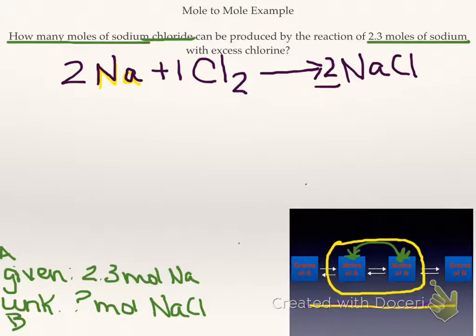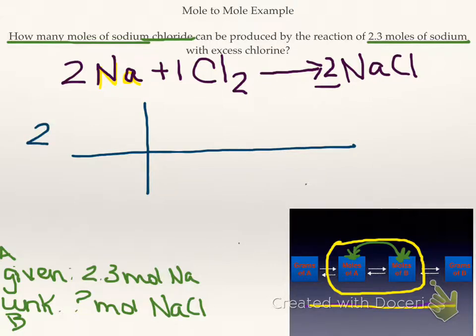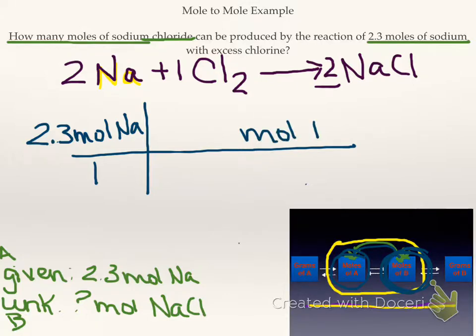All right, so let's set up this problem. We need to have a truth table with only one step in it. We know that our given always goes first, 2.3 moles of sodium. What's the next step that goes into our truth table? If we're starting with moles of A, our next step is moles of B, but I don't want to write B. I want to write moles of what B is. B in this case is our unknown, so B is sodium chloride.